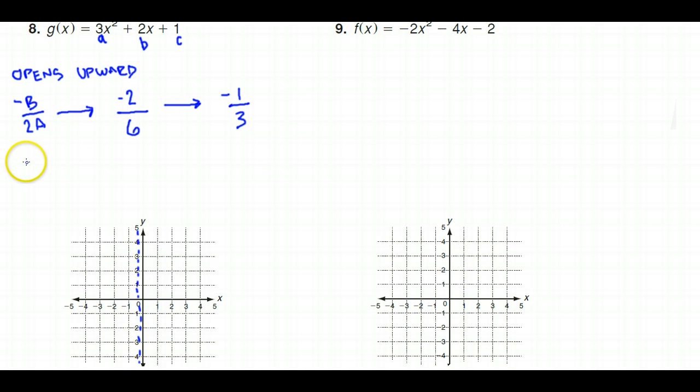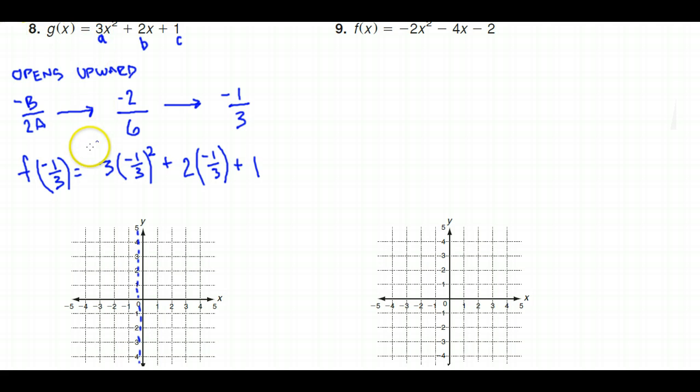So now what is the y value, or the f of x value, at negative 1/3? What is f of negative 1/3? Let's put that in our function. We have 3 times negative 1/3 squared, plus 2 times negative 1/3, plus 1. Negative 1/3 squared is going to be positive 1/9. So this is going to be 3 times 1/9, which is 3/9, plus 2 times negative 1/3, that's going to be negative 2/3, plus 1.